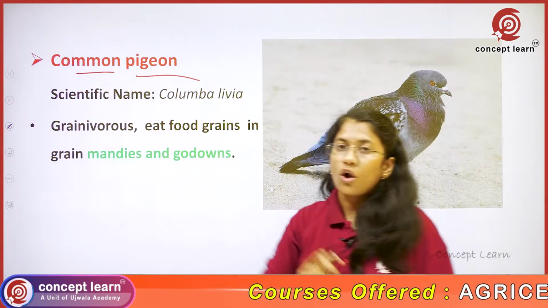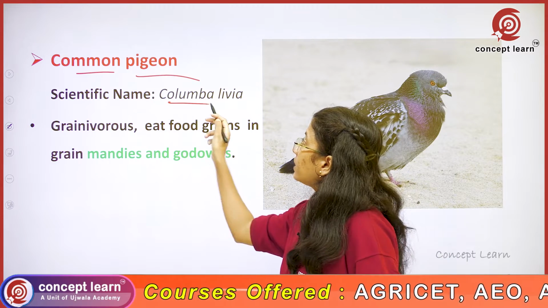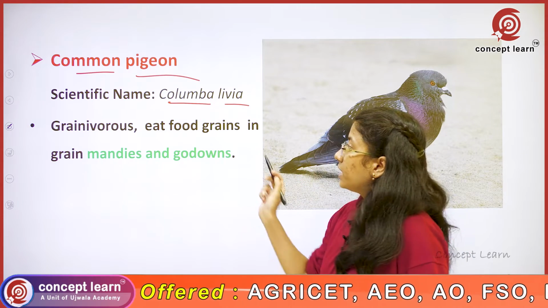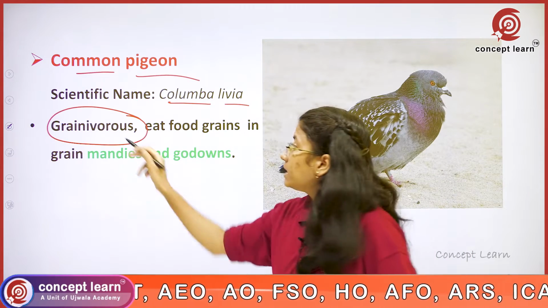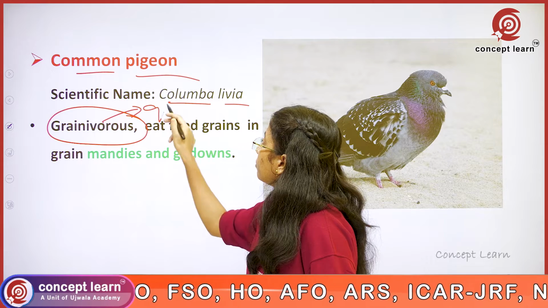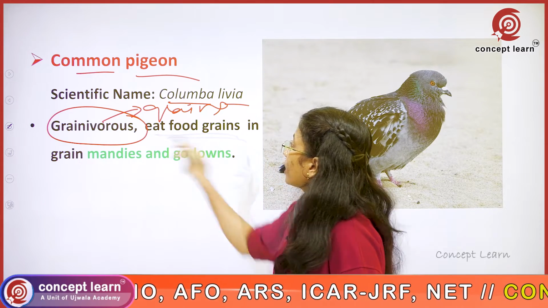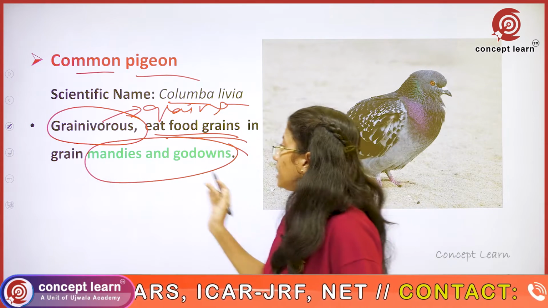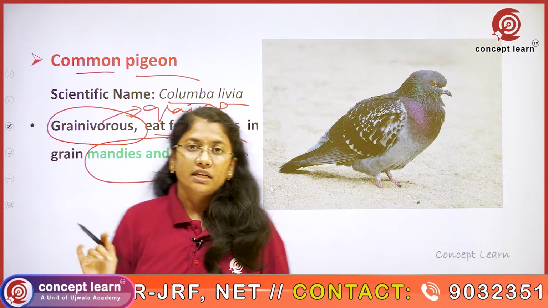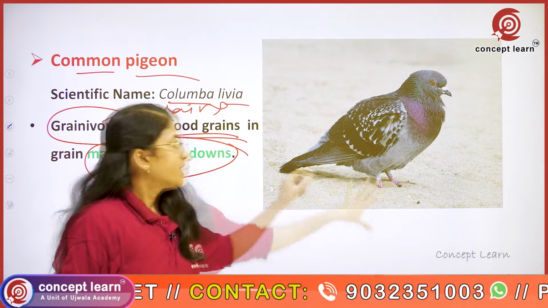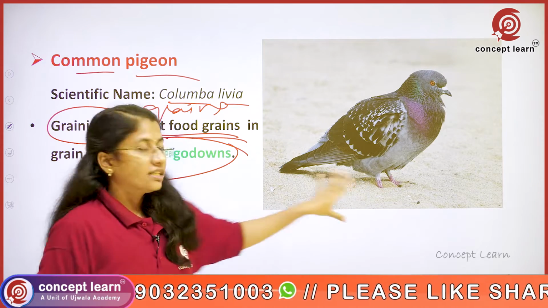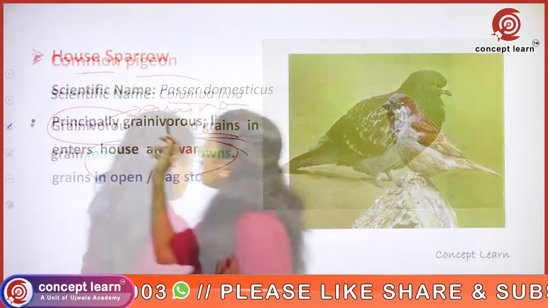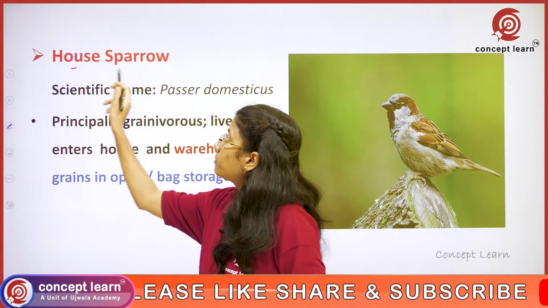First one is the common pigeon. Its scientific name is Columba livia. These common pigeons are generally granivorous. That means they consume the food grains, generally attacking places like godowns and grain mandis. In day to day life also you will see many of these common pigeons consuming grains.